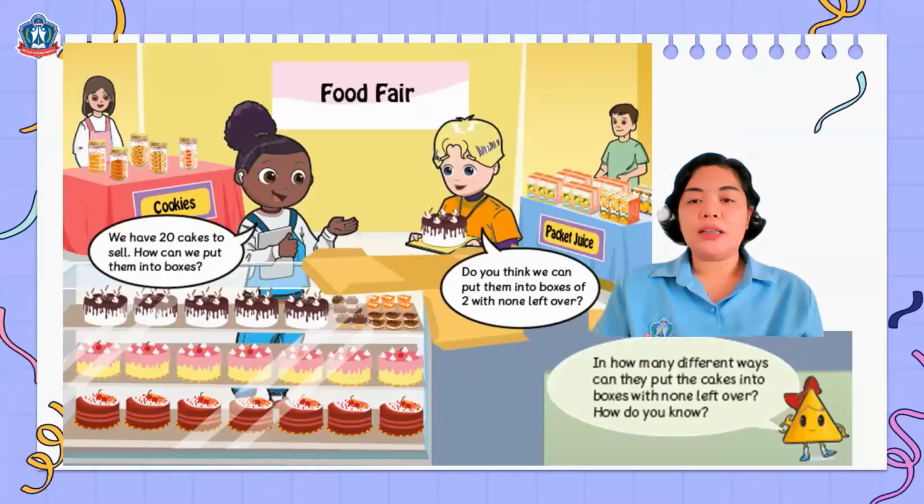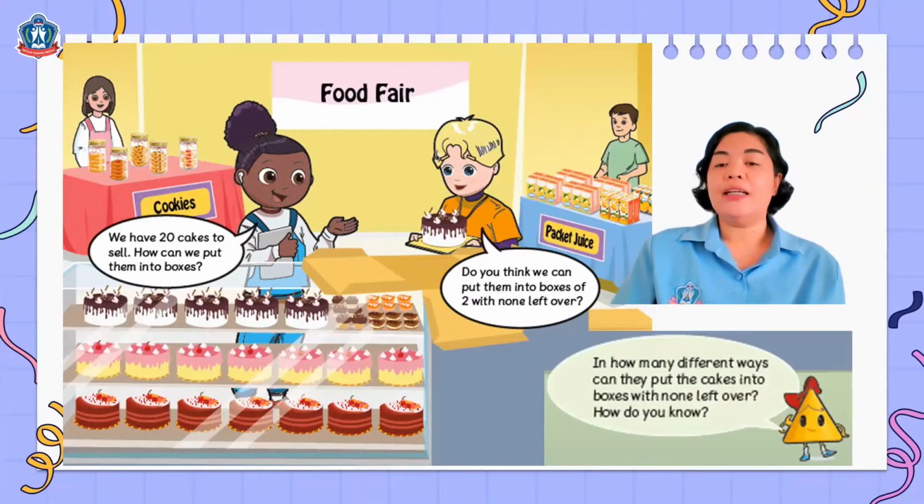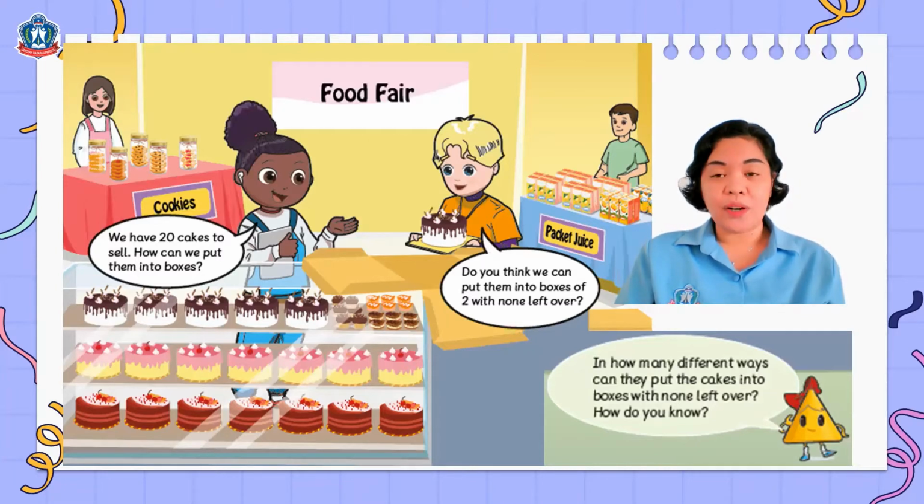I have here a picture. The picture shows a food fair. There are 20 cakes. How can we put these cakes into boxes? The boy said that they can put them into boxes of 2 without leftover. So in one box, there are 2 cakes. Can we arrange like that? Or is there any other way to put the cakes into boxes without leftover? If you know the answer, you can share that during our class.